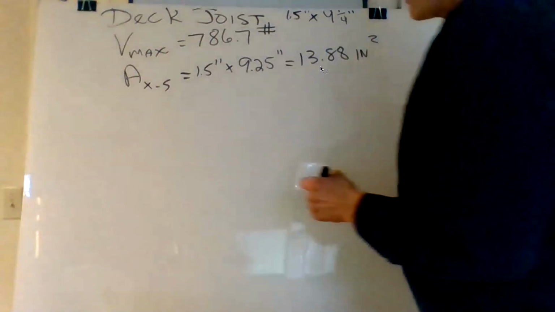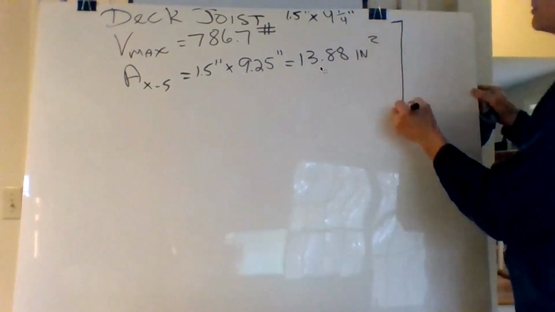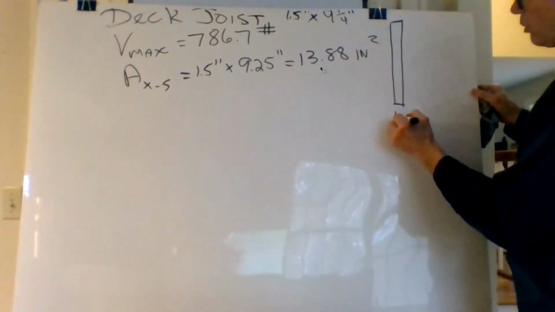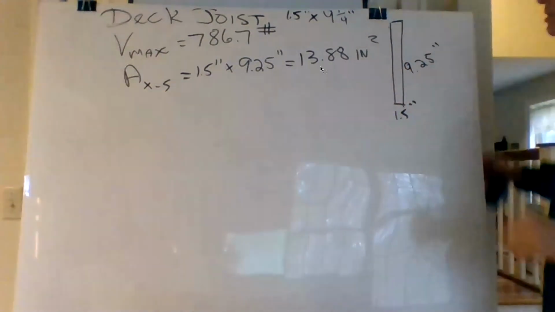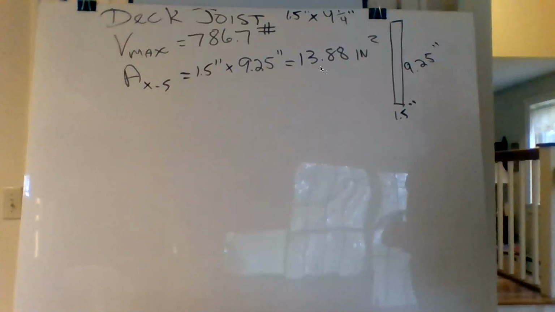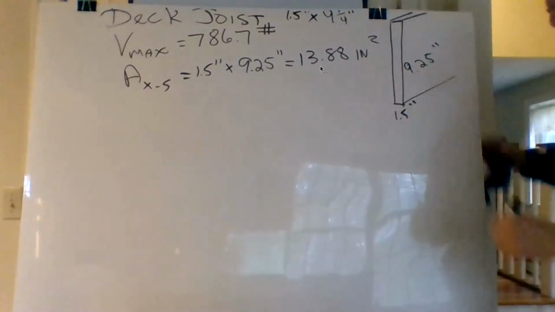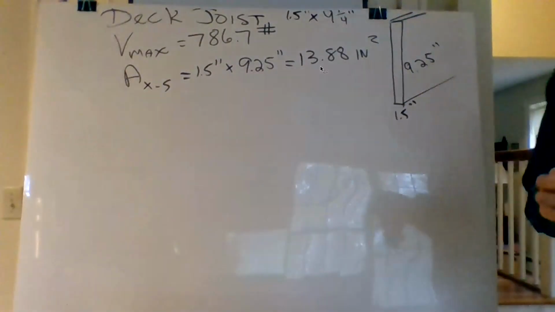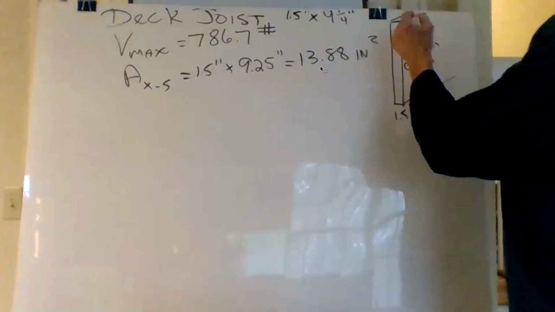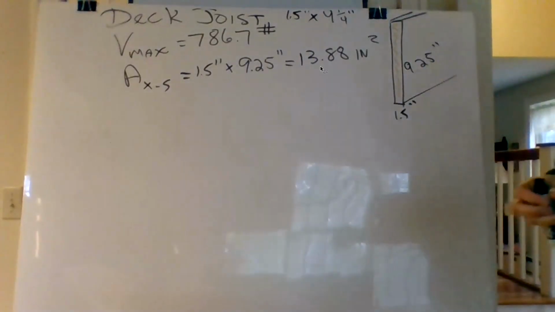Okay. So that's the area, just the cross-sectional area. So it's 1.5 inches by 9.25 inches, and that's the cross-sectional area. Right? Would that be, like in the lab's case, the resisting area? Yes. Yep.